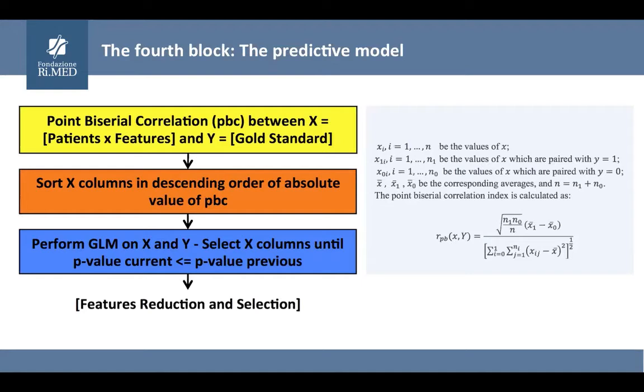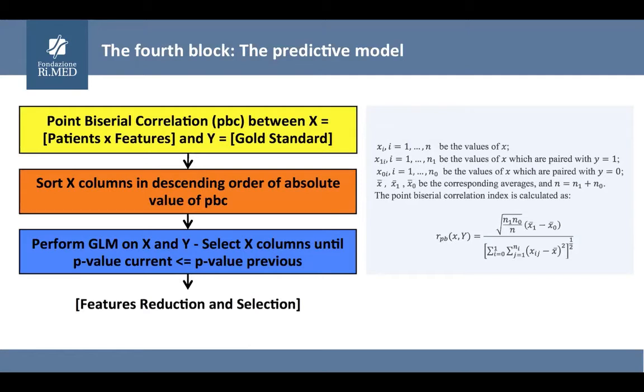In the first step, for each column of X, calculate the point biserial correlation index between that column and the dichotomous variable Y, the gold standard. In the second step, rearrange the columns of X by sorting them in descending order of the absolute value of the point biserial correlation index. And the last step, start a while-do cycle.